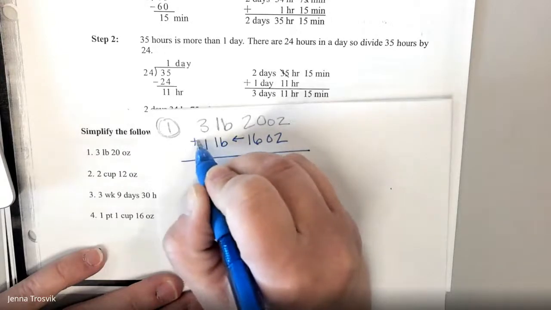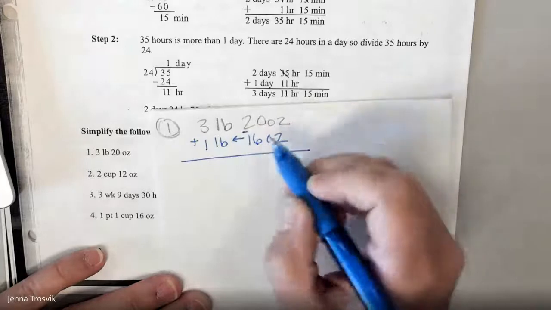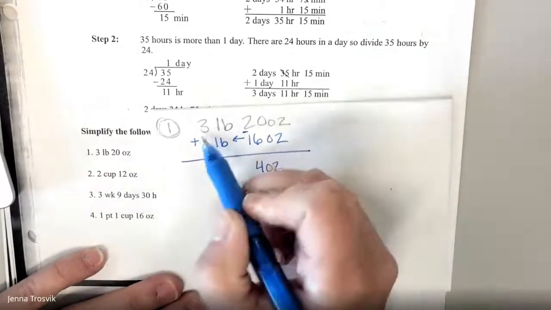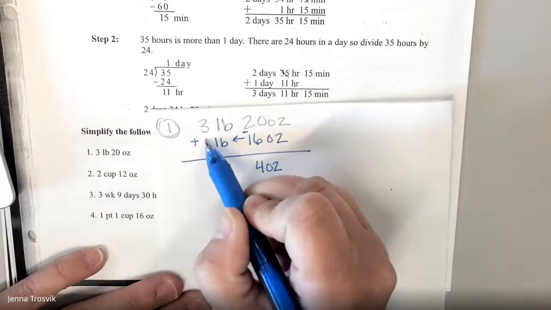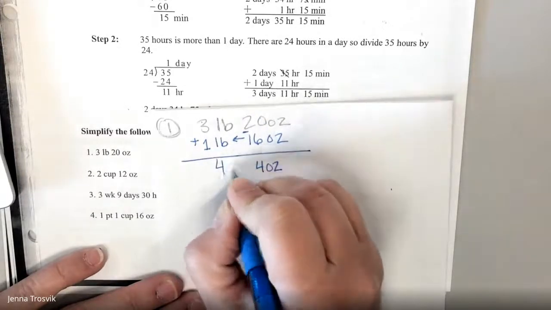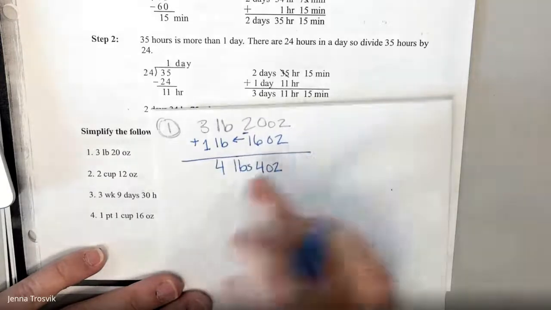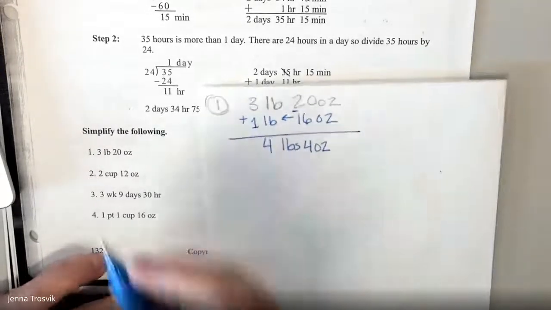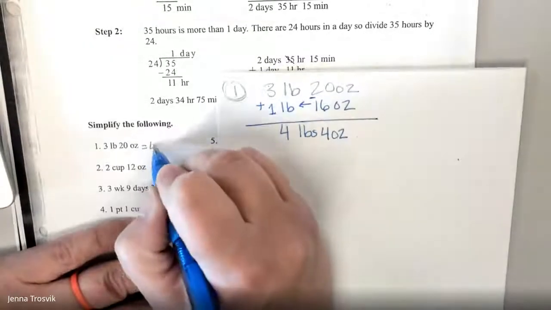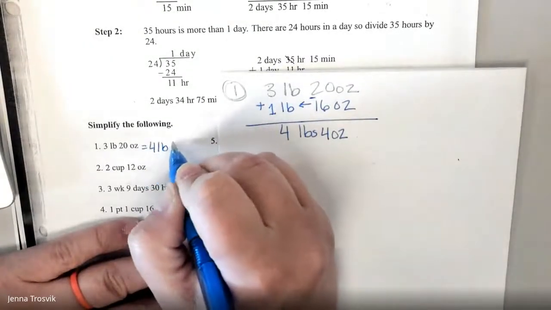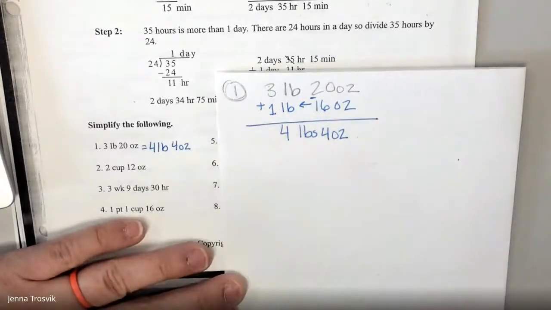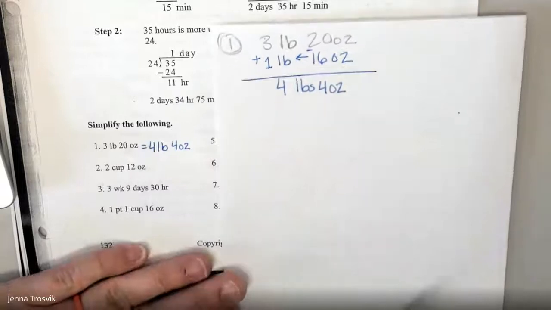So we're going to add here, but we're going to subtract here. So 20 take away 16 is going to leave us with 4 ounces. But I'm going to add those 16 ounces as 1 pound to the 3 pounds I already have. And that leaves me with 4 pounds, 4 ounces left. So my conversion would be that 3 pounds, 20 ounces is really equal to 4 pounds and 4 ounces. This would be the simplest version. All right, let's go to number 2.